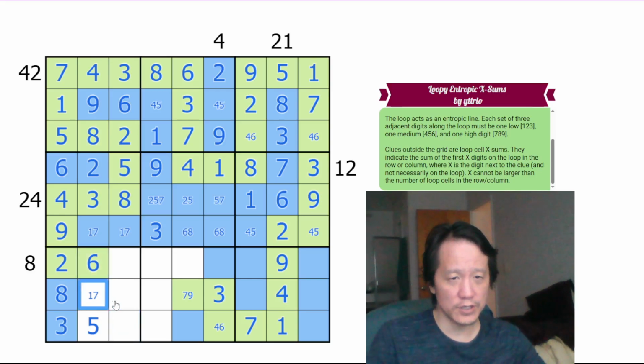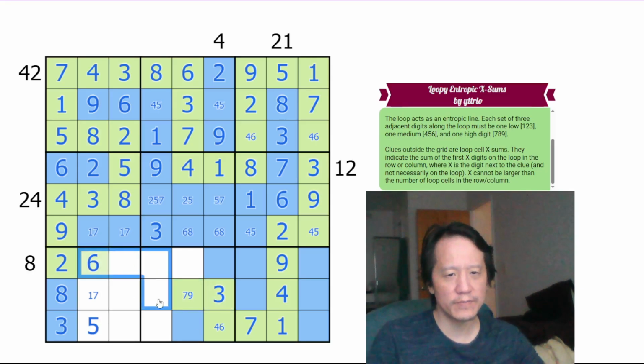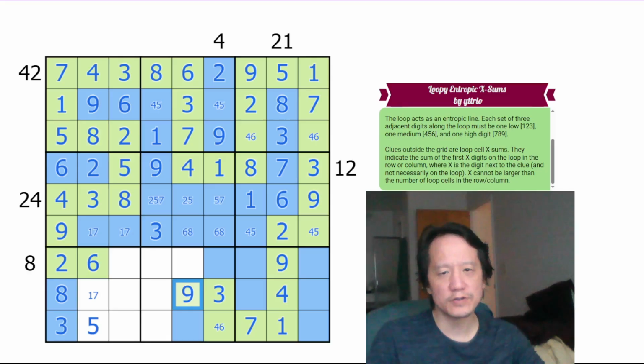6 could go here as a high, as a 7. So 1, 2. So this would be medium, high, low, medium, high, low. Okay, so that works that way. This 7 eliminates 7 here, so this is 9.